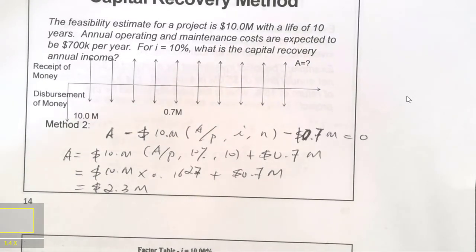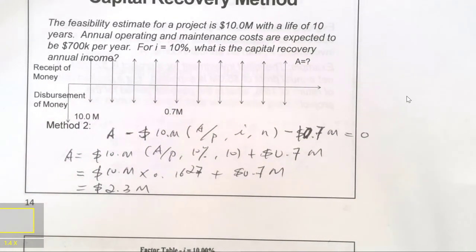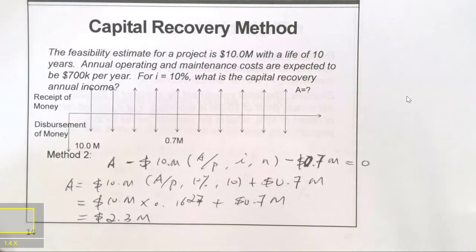In order to interpret the result, we can say in order to make the project feasible, we should have about $2.3 million every year to recover the capital investment. That's it for this example.